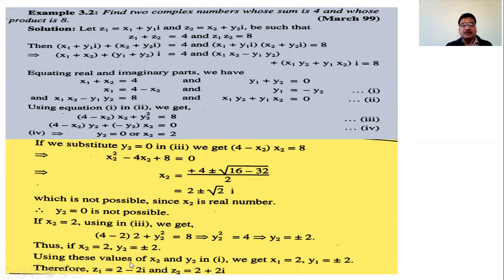And if we substitute this in equation number 1, x1 is 4 minus x2 and y1 is minus y2, we get these values. x1 is 2, y1 is minus 2. That is, if we take here plus 2, then we have here minus 2. And therefore, the two numbers are 2 minus 2i and 2 plus 2i. Okay?